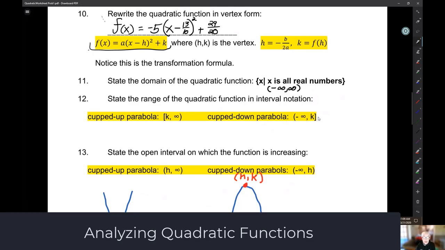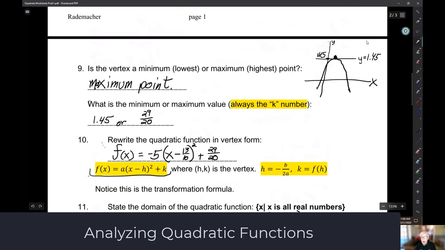So, if you state the range for this quadratic function, it's going to be negative infinity, comma, 29 over 20, or 1.45 with a bracket. That's because y actually equals 1.45 at the vertex. So you use a bracket.